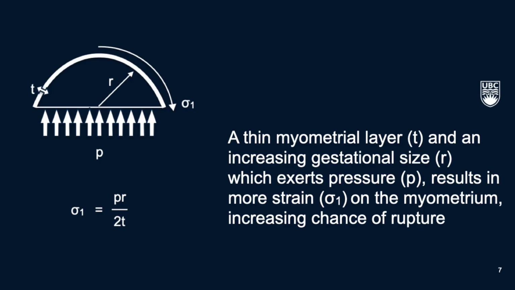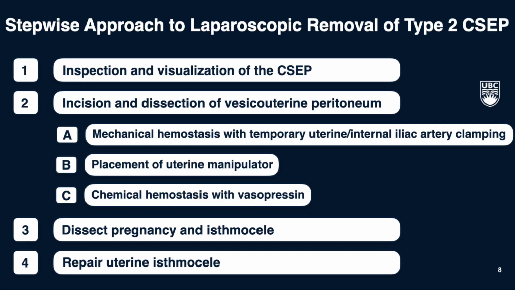In the case of a CSEP with thin overlying myometrium, we can look at a mathematical formula to appreciate the stress on the thin myometrium. In this formula, the stress sigma is equal to the pressure P multiplied by the radius R, divided by 2 times the thickness T. Therefore, as the pregnancy develops, the enlarging radius and pressure of the gestational sac, combined with a thin overlying myometrium, such as in our case, exerts increasing stress on the myometrial wall, leading to potential rupture and catastrophic outcomes. In the video, we present a 4-step approach to laparoscopic removal of cesarean scar ectopic pregnancy.